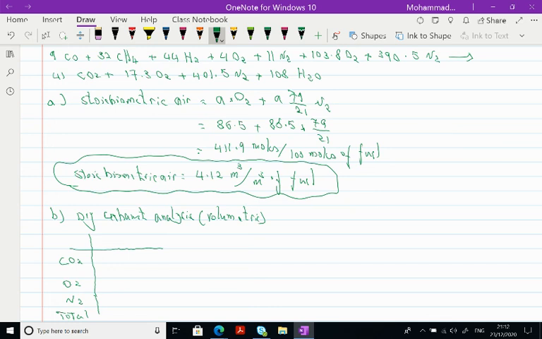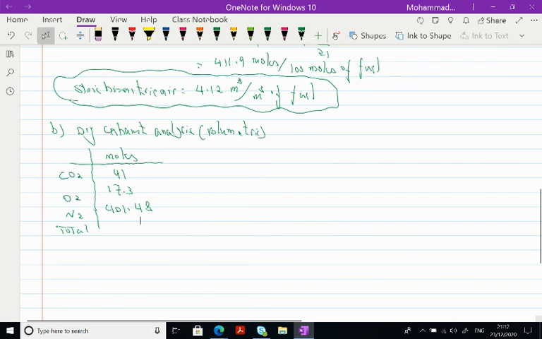So CO2 per moles is 41, O2 is 17.3, and N2 is 401.48. So these are our products as a result of the combustion. So total is going to be 459.8.